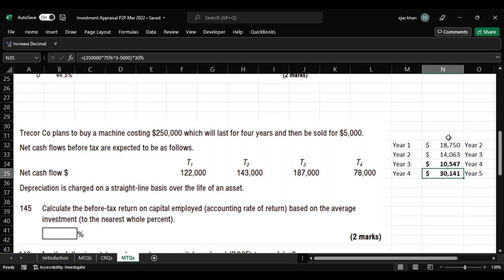Another thing could have been, they may have asked you to calculate the present value of this tax benefit rather than asking for the tax benefit. The next step would have been to multiply this figure with the fourth year's discount factor to find out the present value. Is that clear?